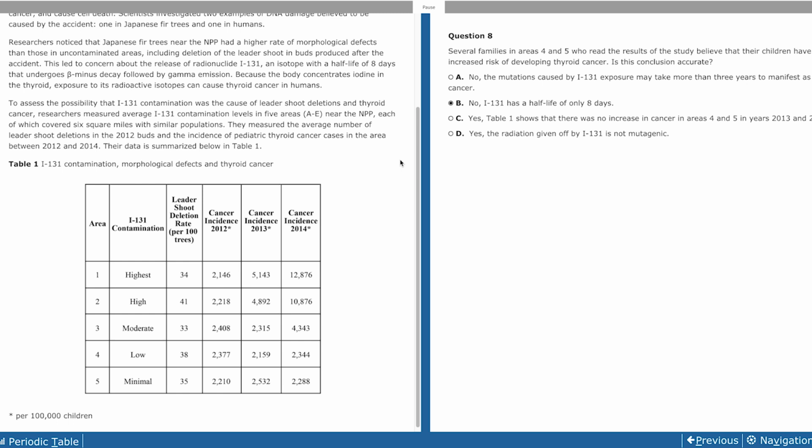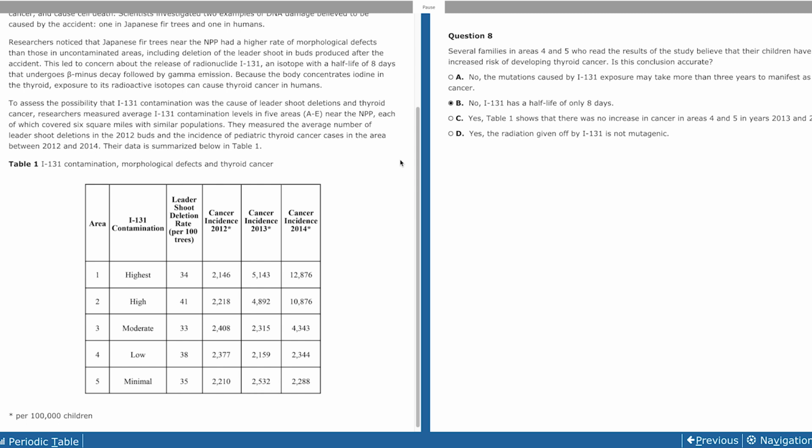In minimal, there was 2,200 in the minimal area and still 2,200 in the 2014 sampling. So it looks like there's no increase at all. The incidence is the same across the board. And so reading the answer choices here, A, no, the mutations caused by iodine-131 exposure may take more than 3 years to manifest as cancer.